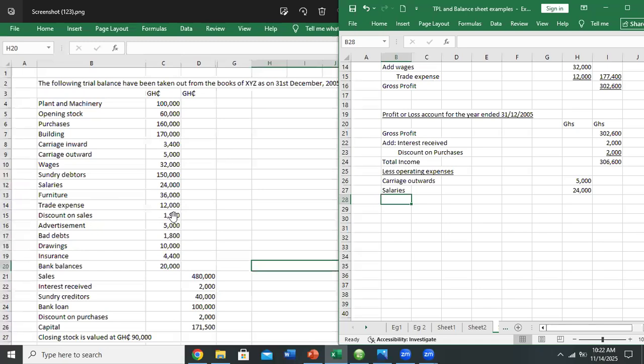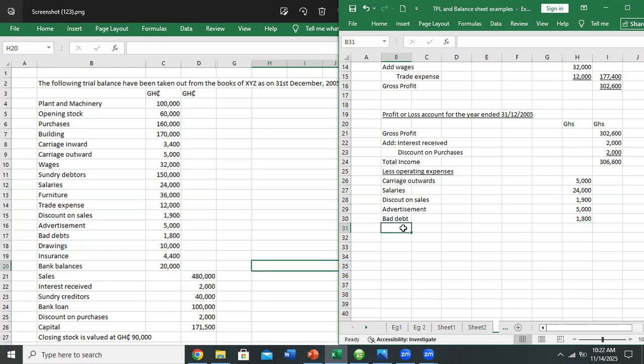Discount on sales, and like we looked at the beginning, that's discount allowed. So discount on sales is an expense, 1,900. The next is advertisement, which is also an expense. It's a selling and distribution expense, right? Because if you want to sell, you have to do advert. 5,000. The next one is bad debts. Bad debts is 1,800.